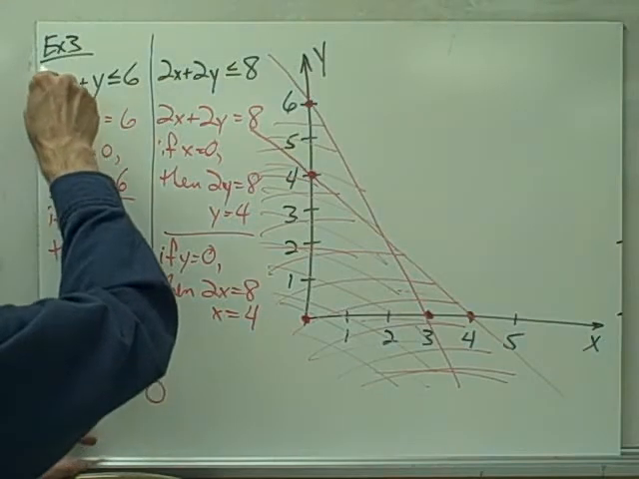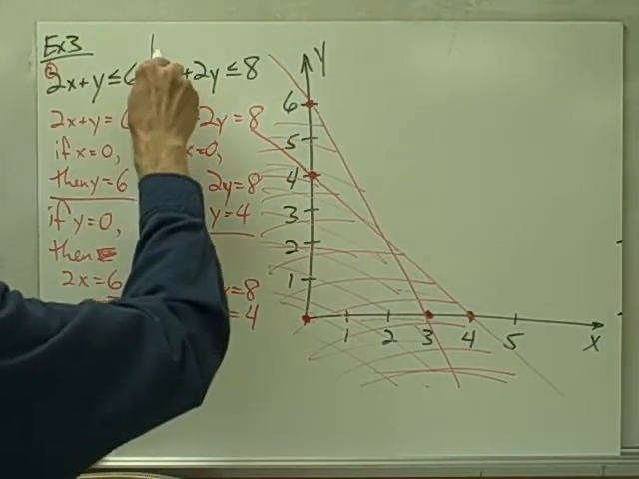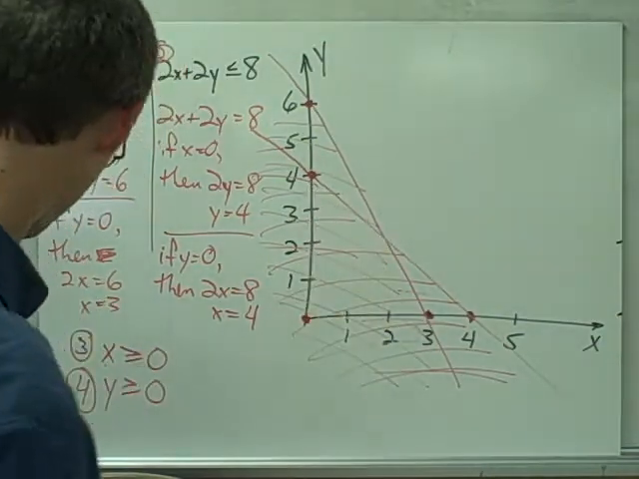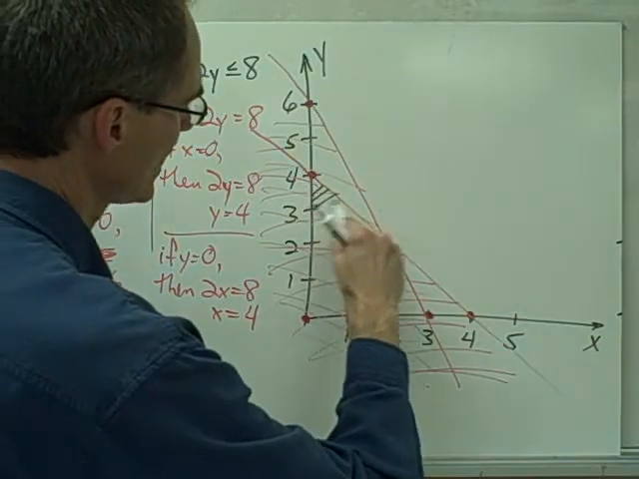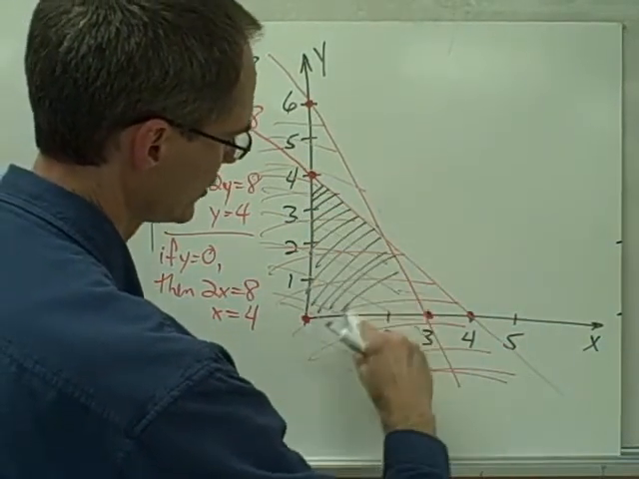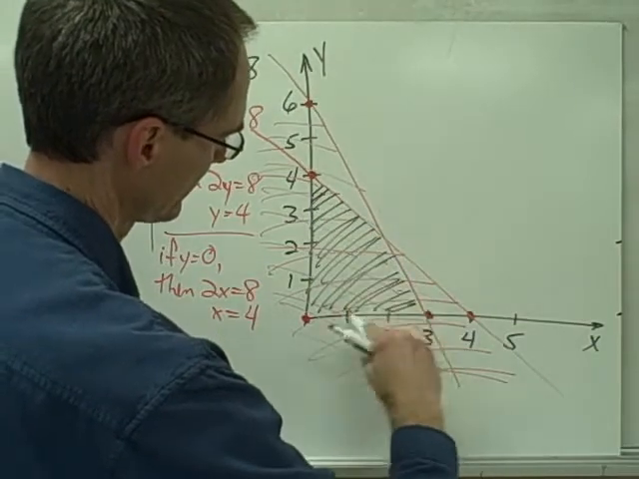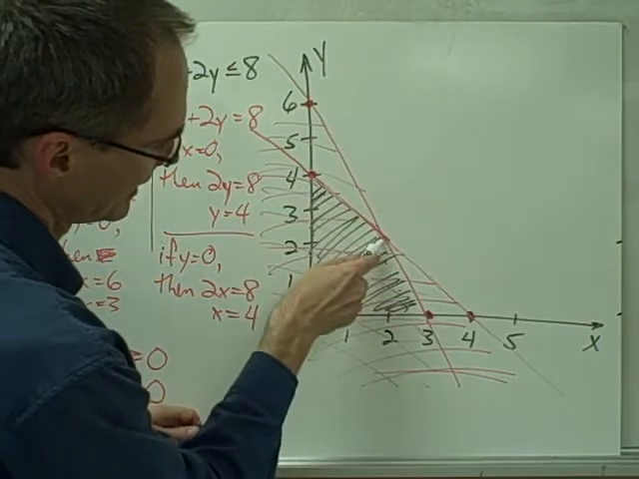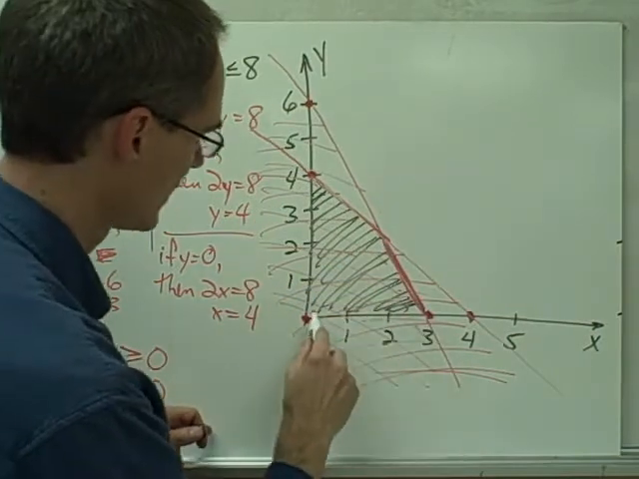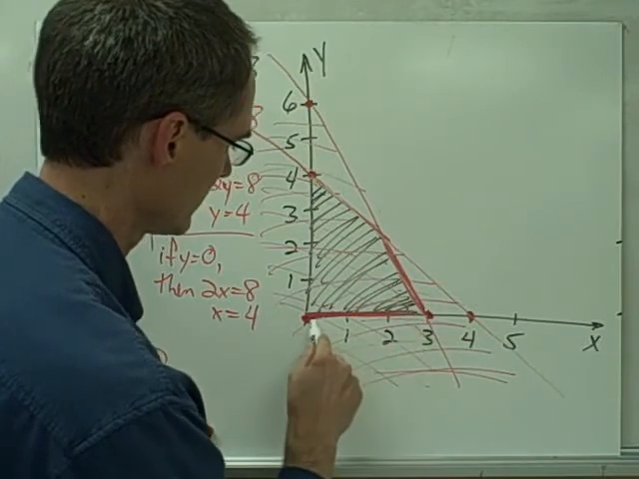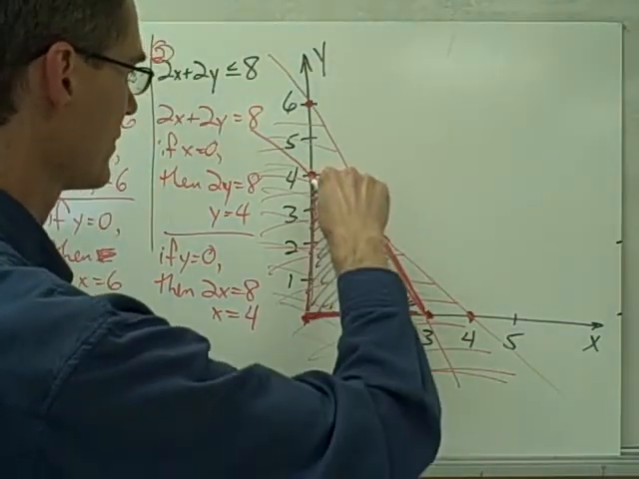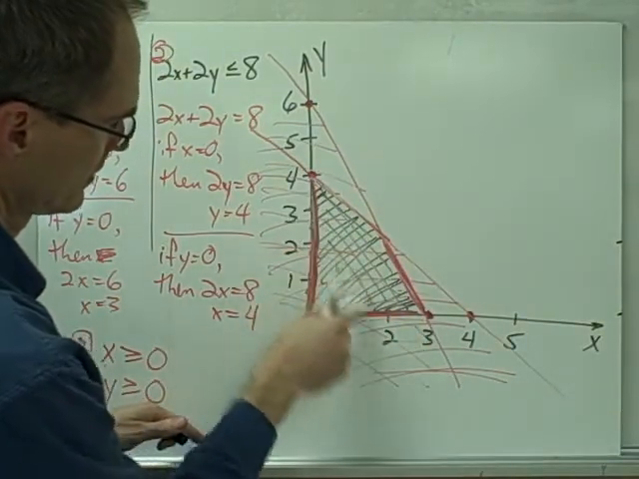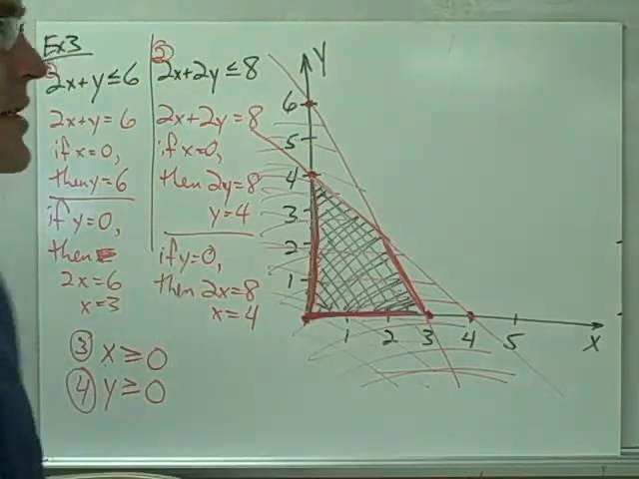So with these 4 inequalities, 1, 2, 3, and 4, I'm essentially saying that I'm going to shade in this region right here. In other words, everything that is less than this line, less than this line, greater than this line, and greater than this line. So this region here is the graph of this system of inequalities.